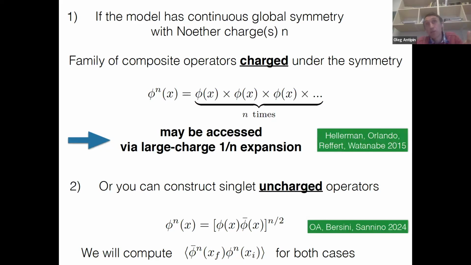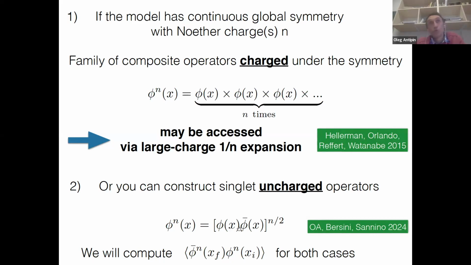Okay, but you can imagine that you can construct singlet operators which are uncharged, with phi and phi bar fields, positive and negative charge together. And those also will be, to the power n, sort of. And we recently generalized this a couple of months ago. We had a paper trying to use the same method, which I'm going to talk about, but for this family of operators, which are uncharged. Because so far the research was mostly about charged operators, as I said.